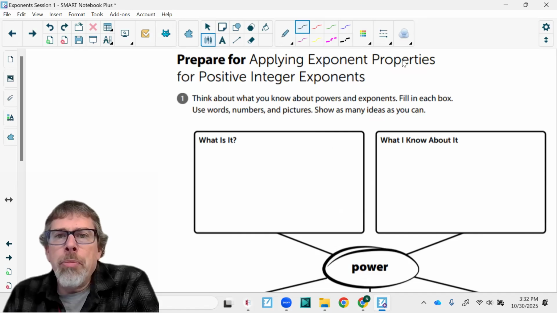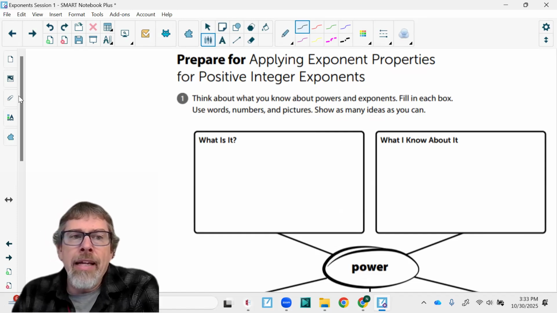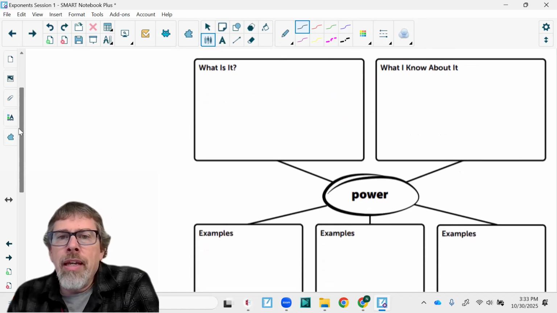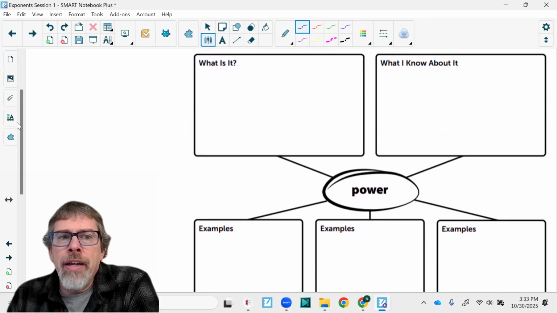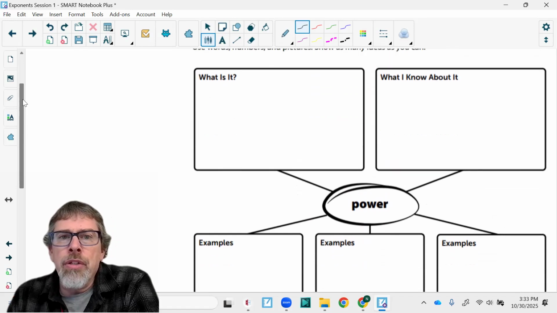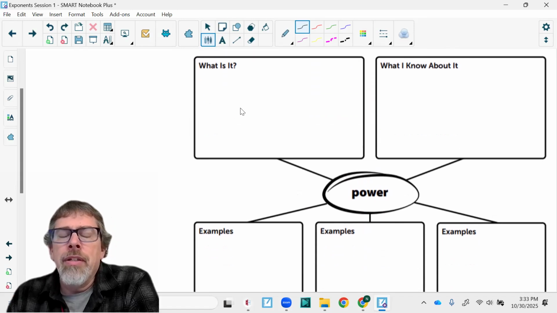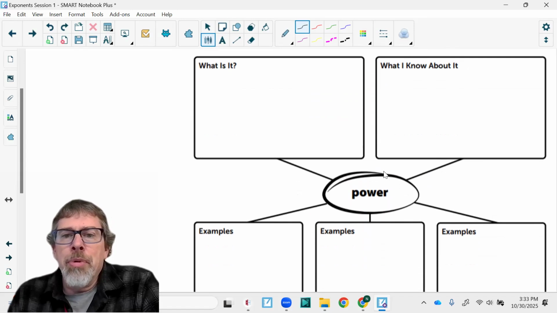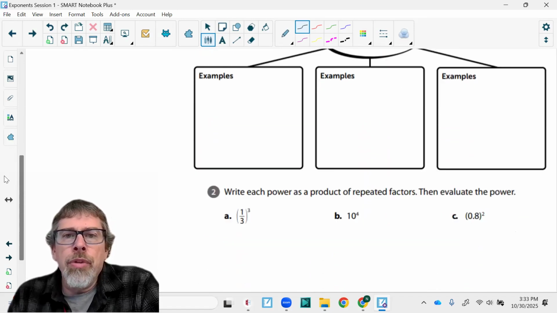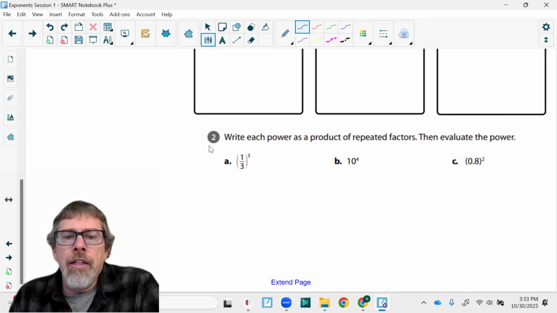Okay. Prepare for applying exponent properties for positive integer exponents. Think about what you know about powers and exponents. Fill in each box. Use words, numbers, and pictures. Show as many ideas as you can. I'm going to leave this to the viewer. We did these in class together, and I always like the students to think about this, give examples so that we can put them in here. So I'm going to leave that to the viewer if they're working on this for an assignment.